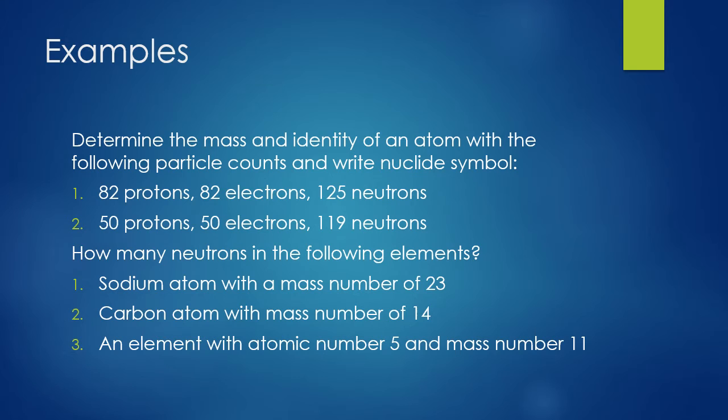Here are some more examples. Determine the mass and identity of an atom with the following particle counts and write the nuclide symbol. We're going to go through and do these ones in class. However, I do want to quickly point out a few steps in beginning to solve these. If you're trying to calculate mass, remember you're just looking at the protons and the neutrons. When we write a nuclide symbol, we write the symbol with the mass number in the upper left-hand corner and the number of protons in the lower left-hand corner. To figure out the symbol that we're going to represent, it's the number of protons that's going to help us figure that out. We'll see that in the lecture class video.